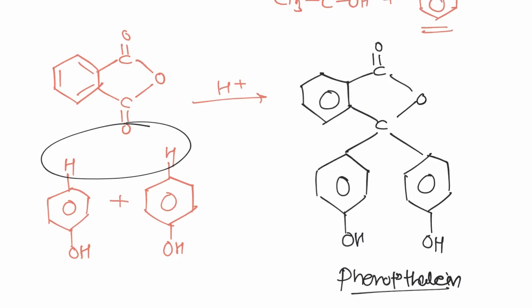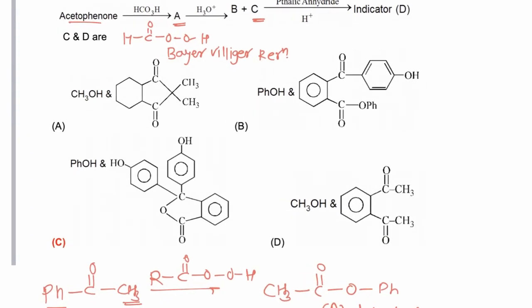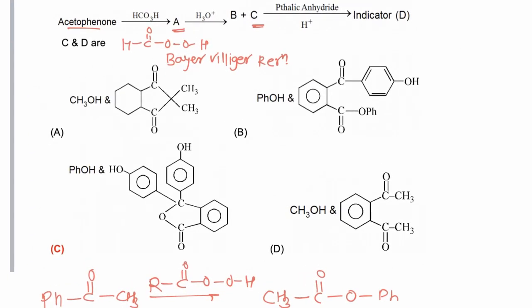pink color. So the correct answer of the question is: the indicator formed, D, is this molecule, and hence the correct answer is C. One of the products is phenol and the other product is phthalic anhydride. After reacting with phthalic anhydride, the product is phenolphthalein, and hence the correct answer is C.